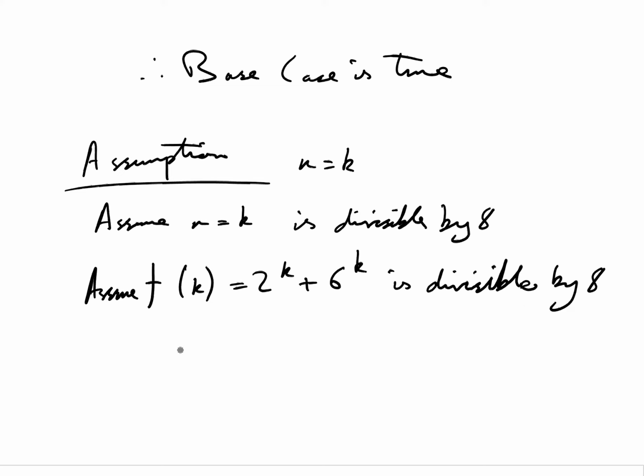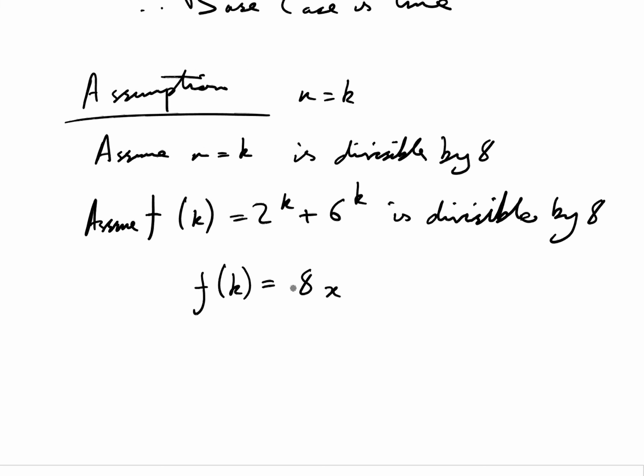What I'm actually going to do at this step is make this extra specially clear. I'm going to say f of k is going to be equal to some number, x, multiplied by 8. Why? Well, that is the same as saying that f of k is divisible by 8. Because if it's divisible by 8, then it's going to be 8 multiplied by some number.